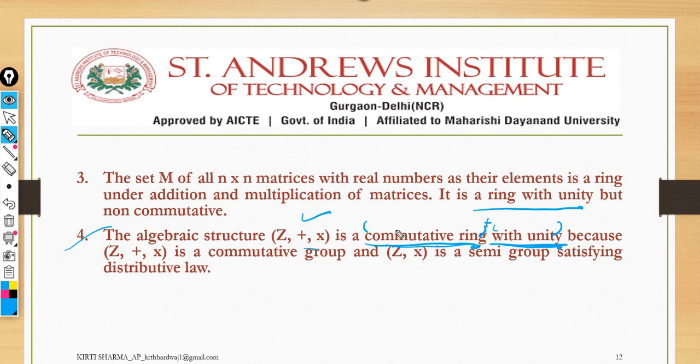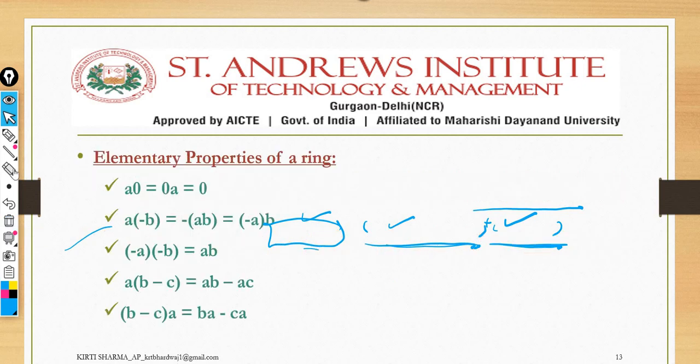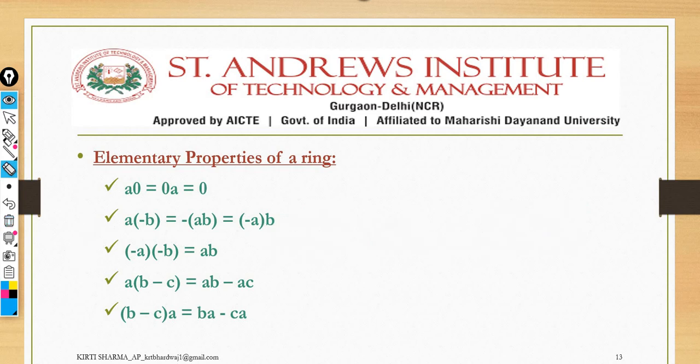Firstly, we have discussed commutative ring and ring with unity individually. Now I am combining both things, a commutative ring with unity. The integers are the case which satisfies both of them combined. So it was the example for the commutative ring, and the commutative ring with unity. Now we have some elementary properties regarding the ring.